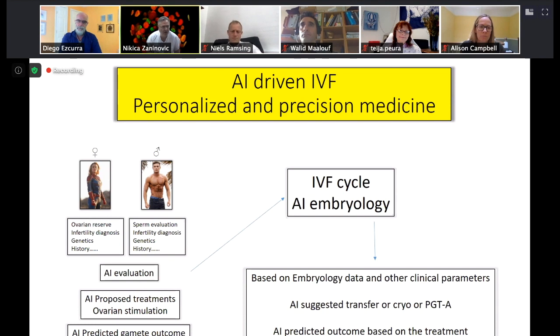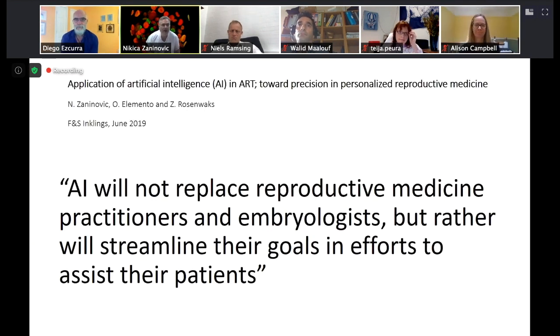So this is how I see the future, that we will have AI in every part of the IVF process, starting from evaluation of the male and female person, evaluation of their history, genetics, everything else, complete diagnosis, helping us in embryology, and then ultimately basically telling us what we're supposed to do. Should we transfer? Should we freeze? What should we do?